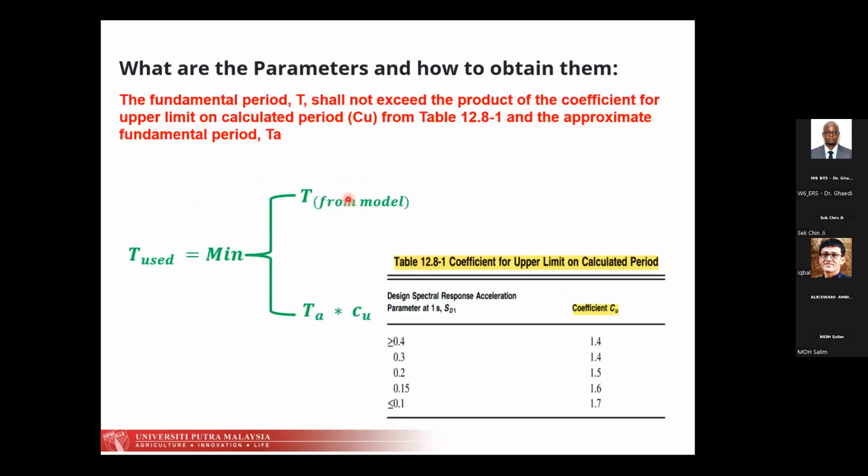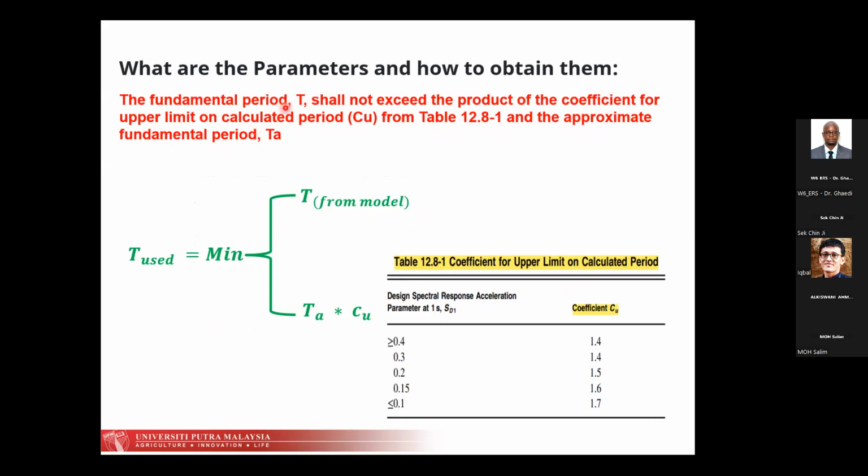So we have 2 periods. Which one should we select? Actually, by the ASCE, the fundamental period T should not exceed the product of the coefficient for upper limit on calculated period, CU, from table 12.8.1, and the approximate fundamental period TA.